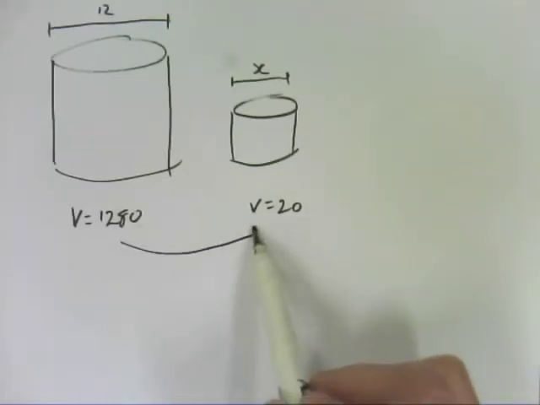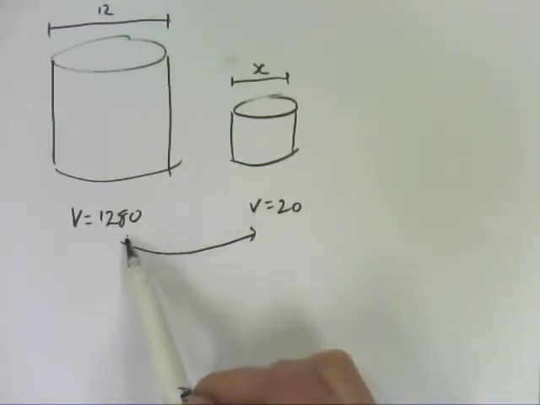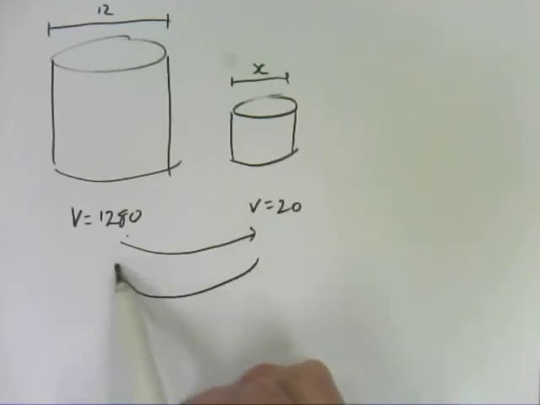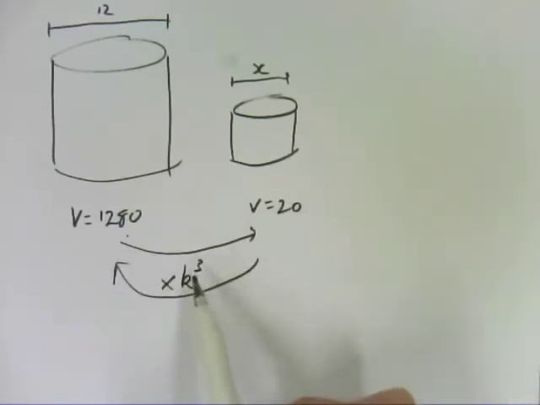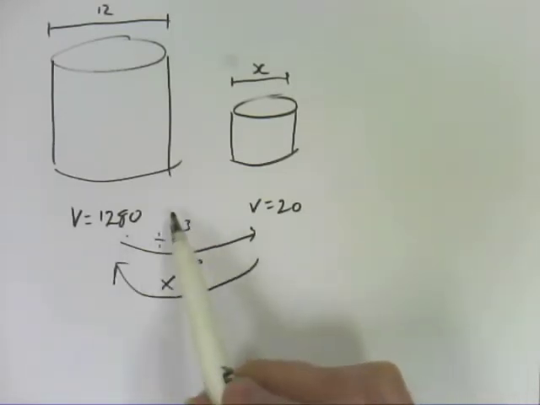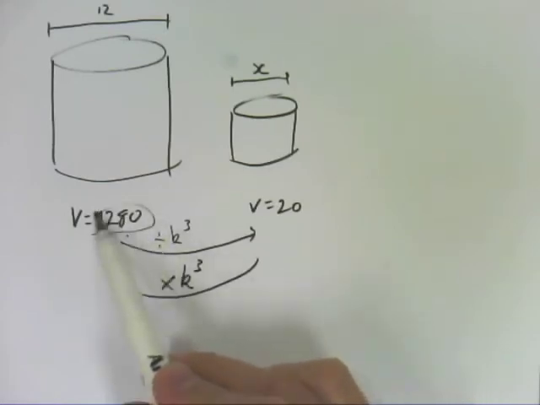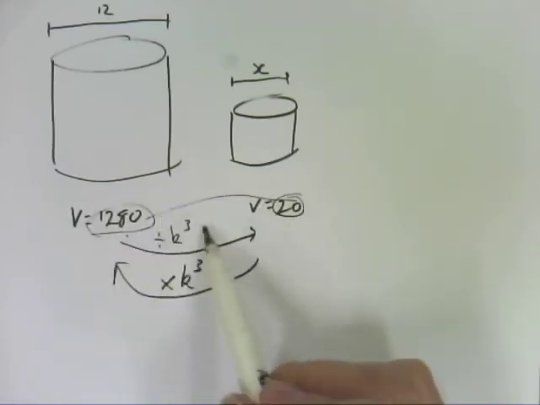Now, I'll draw an arrow that way first. To go from the smaller one, we multiply by k cubed, which means to go back, we're actually dividing by k cubed. So we need to work out what we've divided by to get from 1280 to 20, and then we need to cube root it.